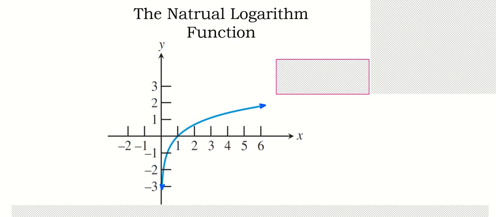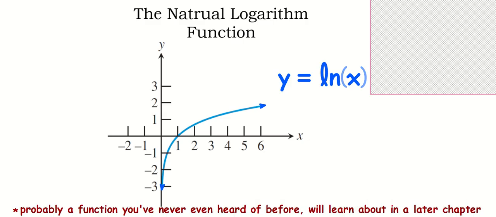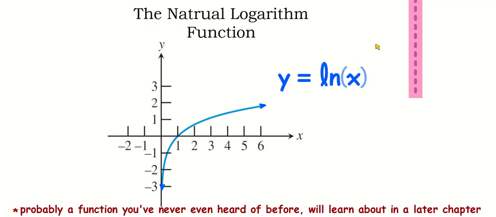In that same light, the natural log of x is a function you've probably never seen before. We'll learn about this in a later chapter. I'm not even going to try to go into this right now. It's way too early. But for right now, you might have to just realize that there is a vertical asymptote on this graph at x equals 0.